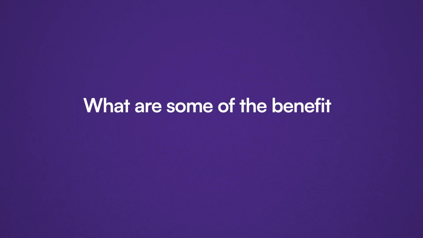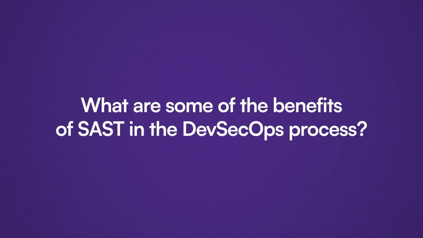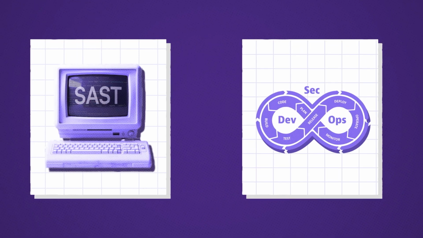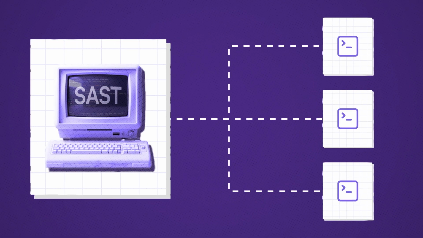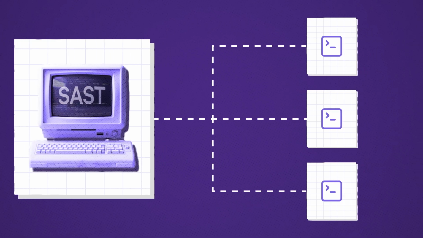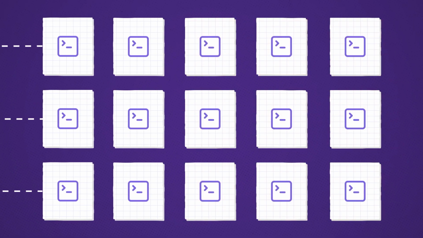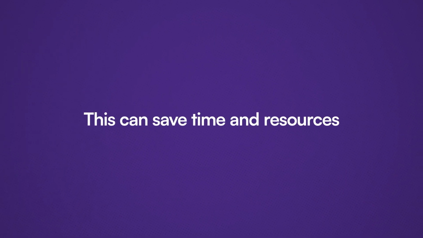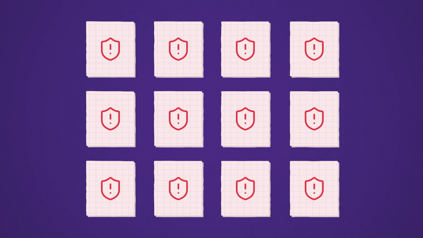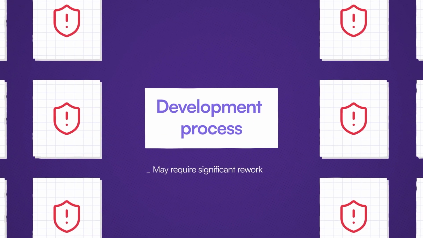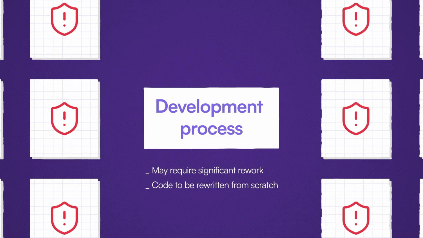What are some of the benefits of SAST in the DevSecOps process? SAST plays an important role in the DevSecOps process. By performing SAST early in the development process, potential vulnerabilities can be identified and addressed before the code is compiled or executed. This can save time and resources, as vulnerabilities discovered later in the development process may require significant rework or the code to be rewritten from scratch.